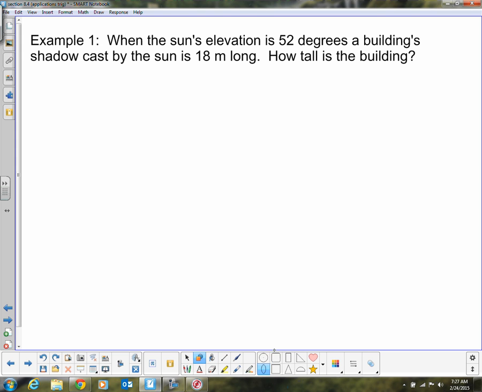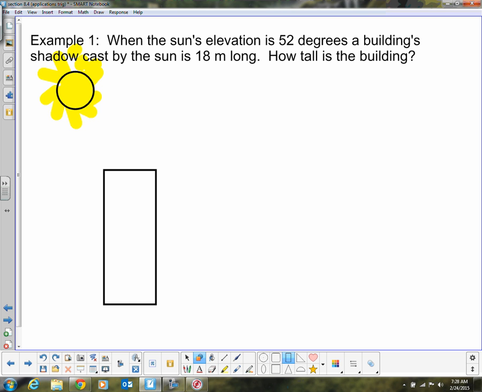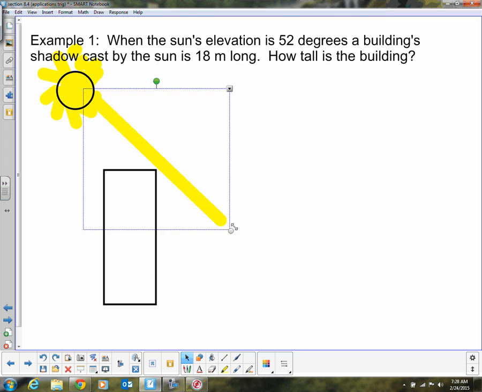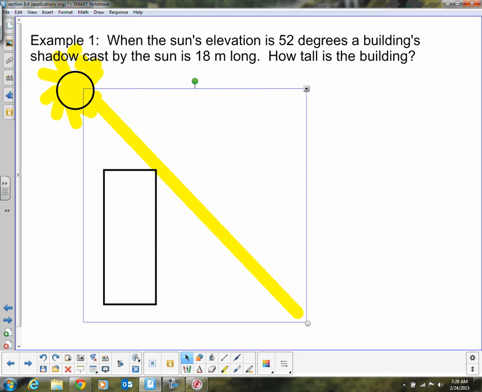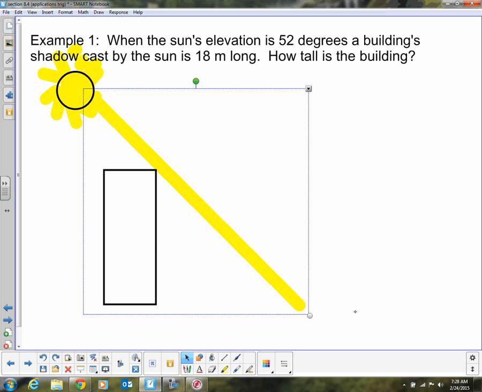Where's the sun normally located? I mean, that sounds like a silly question, but if you put it on the ground, it's not going to work. There's our sun. When the sun's elevation is 52 degrees, a building's shadow, so what else do I need now? I need a building. So let's draw a building. Here's a building. So what is the sun doing? It's going to shine on this building and do what? Where's the shadow, by the way?